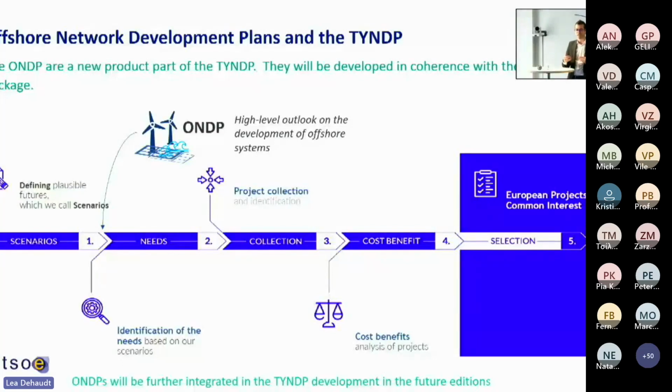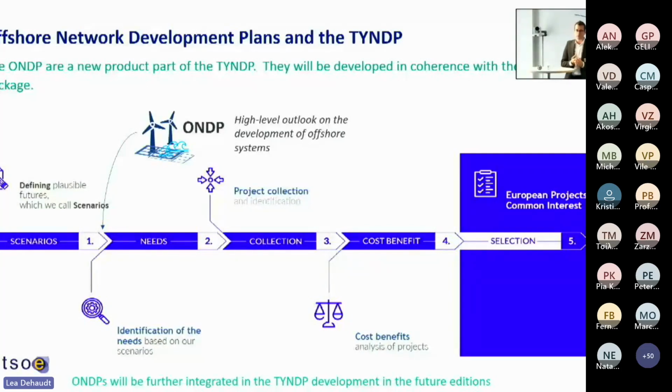So 10 years is not sufficient anymore. So maybe we should call it a 20-year network development plan. And by the way, it's still a TYNDP. And why do we do it? So at the end of the day, we want to build infrastructure that makes sense.